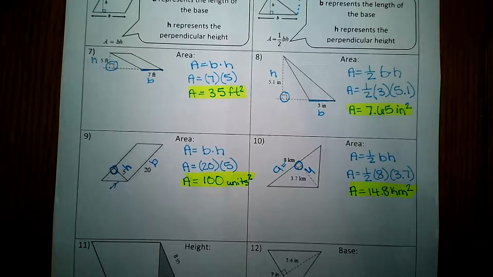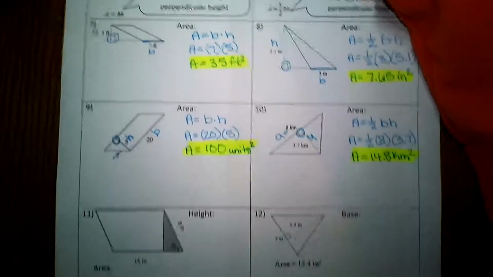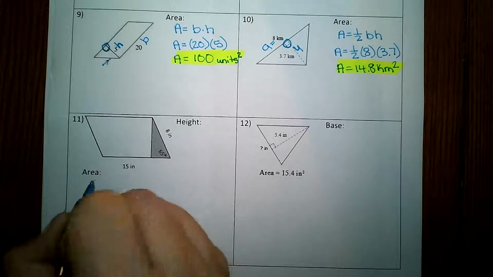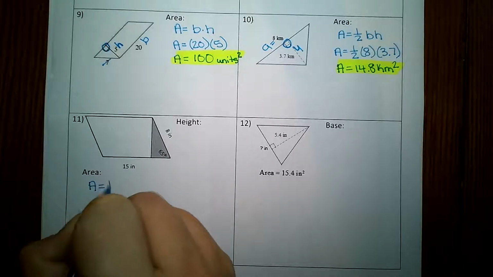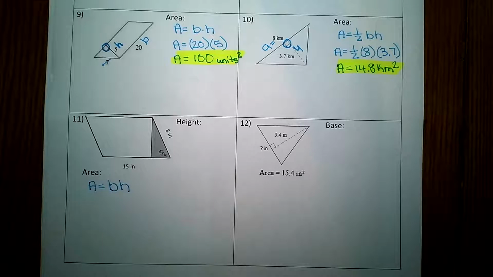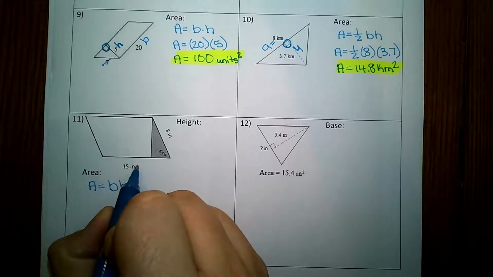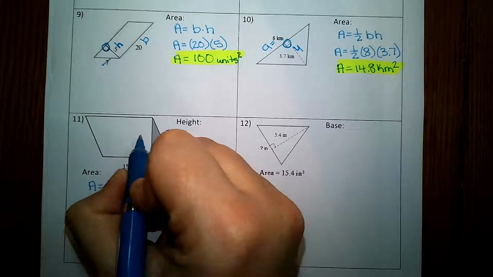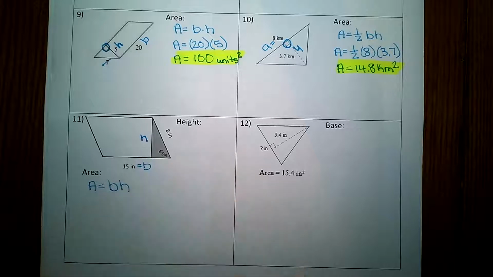Number 11 is by far the trickiest, and that's because, again, it makes us pull something out of our brain from back in our previous study through geometry. Okay, so let's take a look. We have a parallelogram. Our area formula for a parallelogram is base times height. So this picture is set up very nicely. The base is here at 15. What's missing is the height. There is no height here.